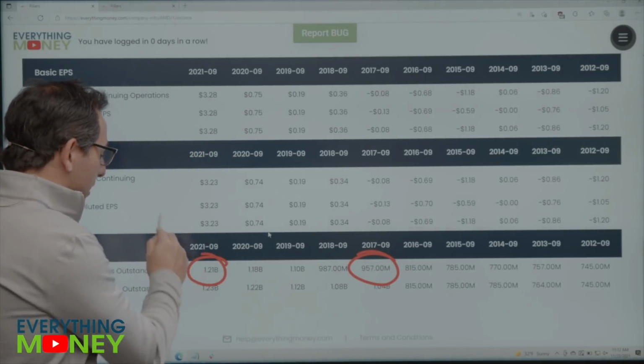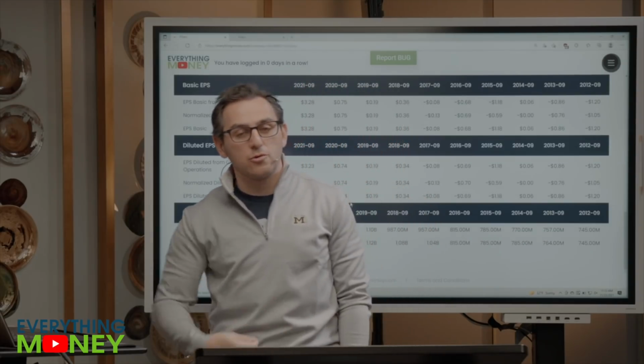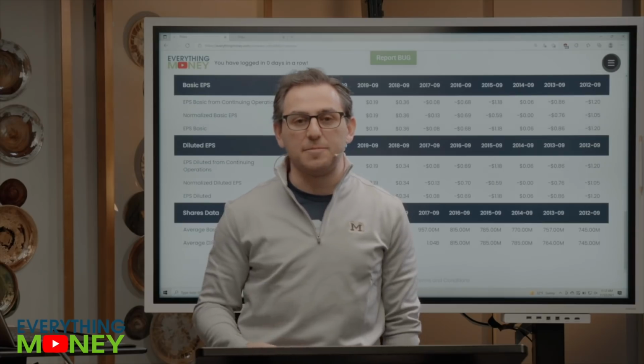So 5 years ago, they had 957 million shares. Now they have 1.2 billion. They are diluting the crap out of their owners. Understood, though, because they're expensive, and they're the local crack dealer on the corner trying to sell those shares to the people who want it.